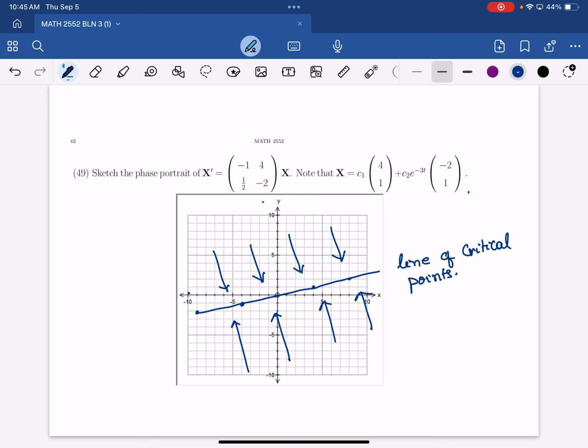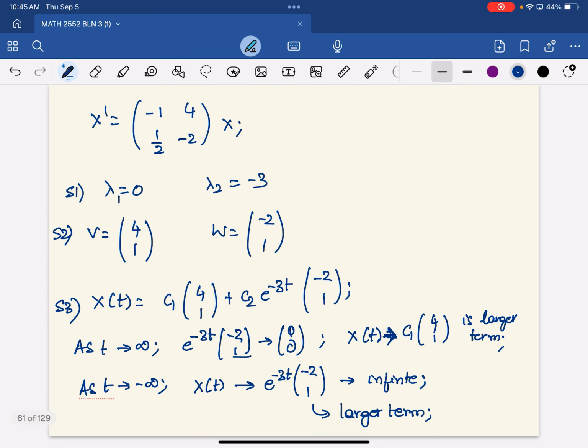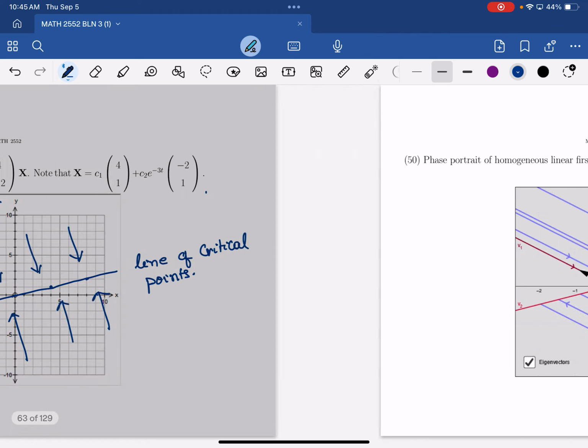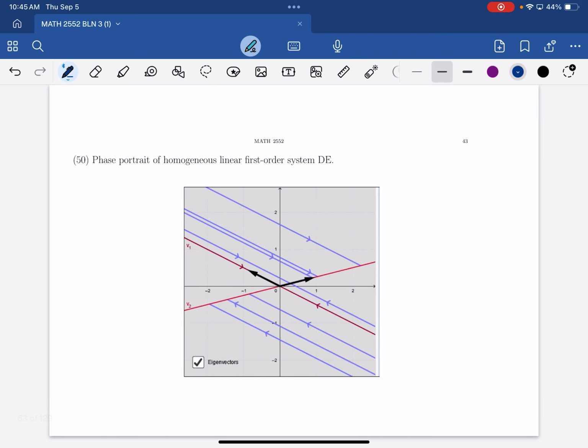Why do the arrows approach the line? Because as t goes to infinity, I have C1 (4, 1). If C1 is positive, I'm approaching this way. If C1 is negative, I'm approaching downwards. For different signs of C1, you will get different shapes. So that finishes this problem, and the simulation would look like this. If you have no questions, that is all I have for this class. We will continue from here in the next session.